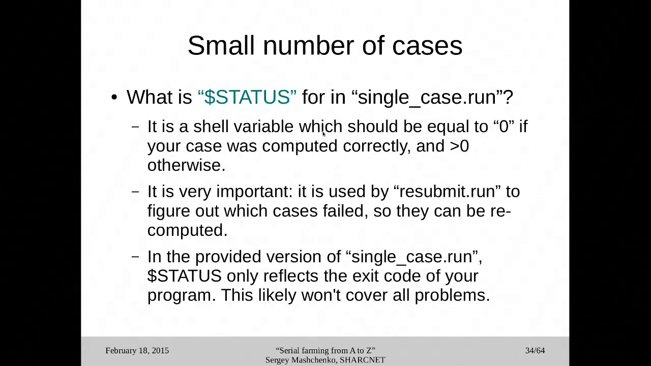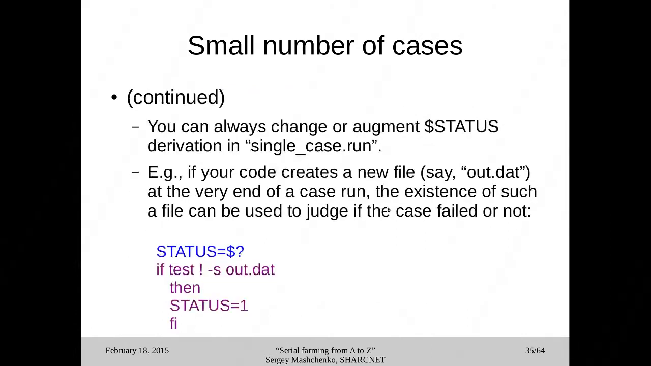So as I described, the $status variable is important. It needs to be defined properly inside single case run. And I will show a situation on this particular slide. You can actually append and modify single case run. What the default configuration does is capture the exit status from your code. And that might be sufficient or maybe not. Sometimes your code exits with exit code 0, which normally means correct execution, but something went wrong inside your code. Some codes don't do the exit code thing properly.